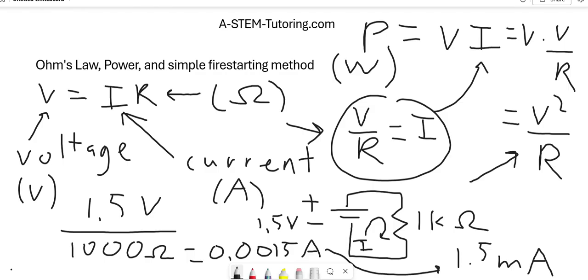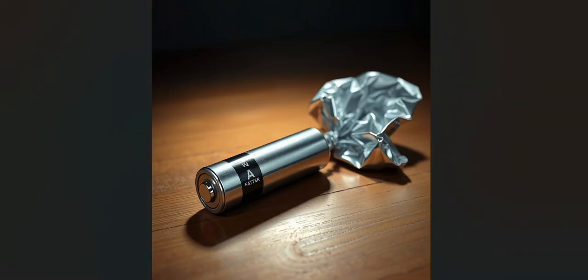So how can we use this knowledge to our advantage to have a simple fire starting method? Let's go back to the image here. If you have a AA battery, a 1.5 volt battery, and let's say you have a foil gum wrapper or a foil candy wrapper. Usually those foil gum wrappers, it's paper on one side and foil on the other side. Well, foil is metallic, which means it conducts electricity. It provides a low resistance path for electricity.